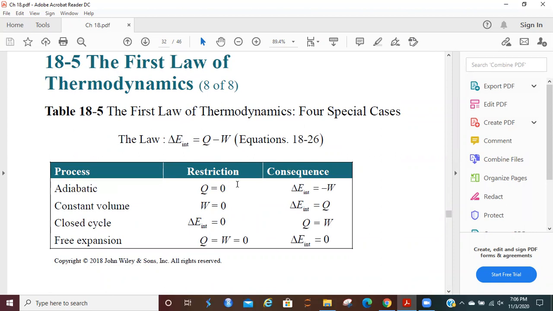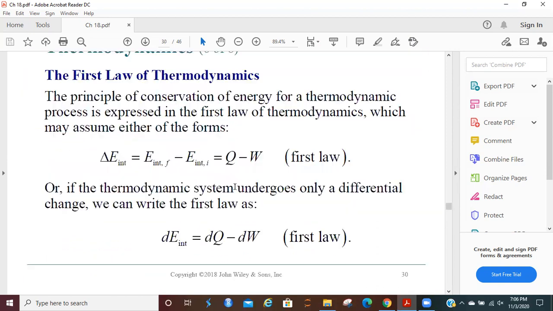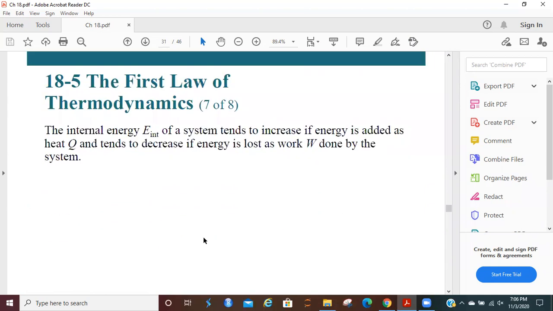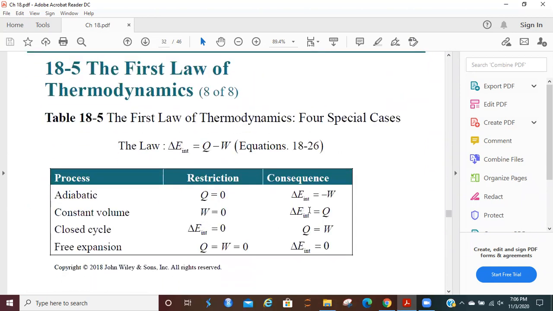There's no exchange. So what does that mean? That means that any change in the internal energy is going to be the negative of the work that's done by the system. If we look at a constant volume, the volume doesn't change. If you'll remember, if we go back and look at this, if we were to integrate from V_i up to V_i and it doesn't change, work is going to be equal to nothing. So if work is equal to nothing, then the change in the internal energy is going to be just Q.